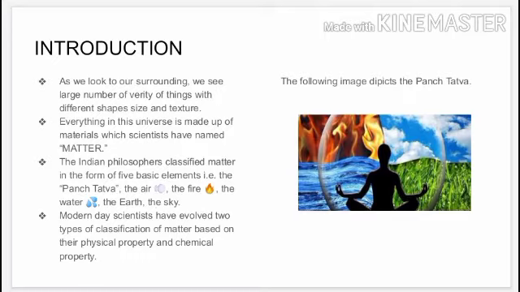The Indian philosophers classified matter in the form of 5 basic elements, that is the Panchatattva: the air, the fire, the water, the earth, the sky. The modern-day scientists have evolved 2 types of classification of matter, based on their physical property and their chemical property. Here is an image which depicts the Panchatattva.